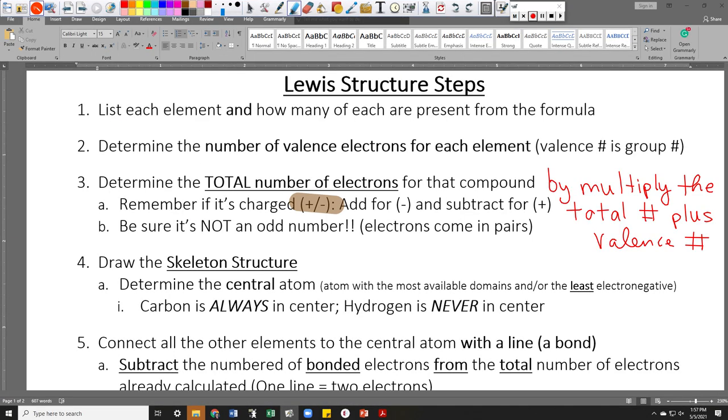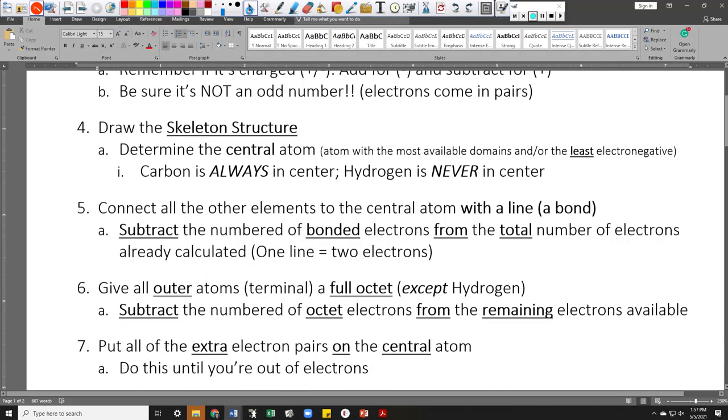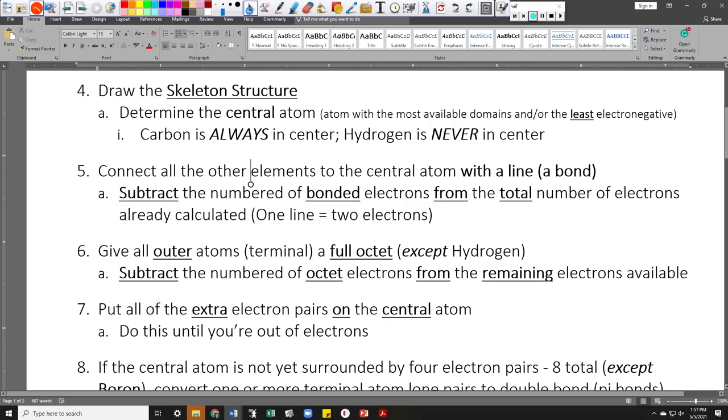Step 4. Everybody good on the red words? Okay. All right, let me clear. Scroll up. Number 4. Draw the skeleton structure. And I know that sounds weird, but the more you see this, the more you'll do it. It will make complete sense. How do you do it? You determine the central atom. Everybody circle that word right there. The central, or if you have a highlighter, you can highlight it.